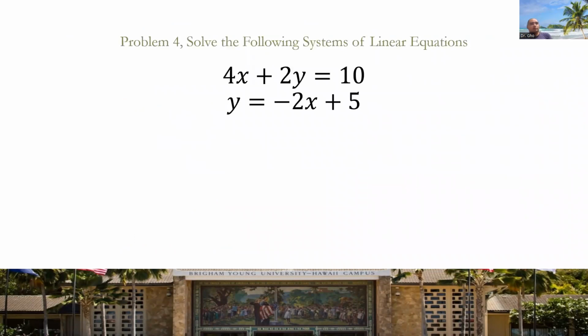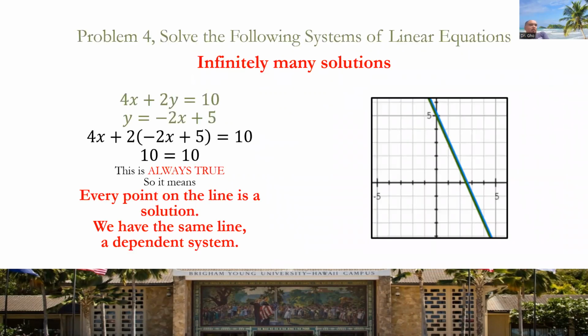Okay, let's look at this next one. 4x plus 2y equals 10. y equals negative 2x plus 5. If we do the substitution again, if we take y equals that thing and plug in the y value, we end up with 10 equals 10.